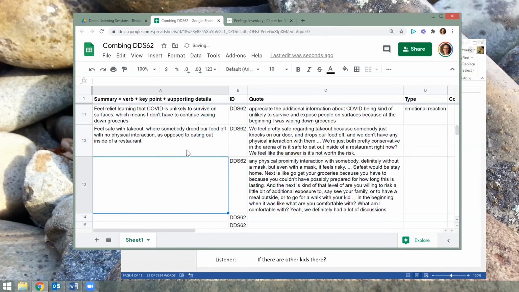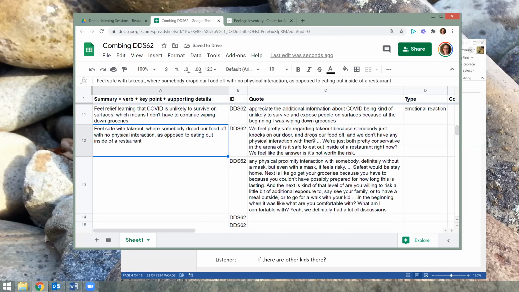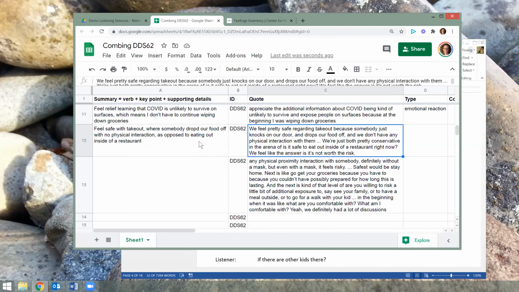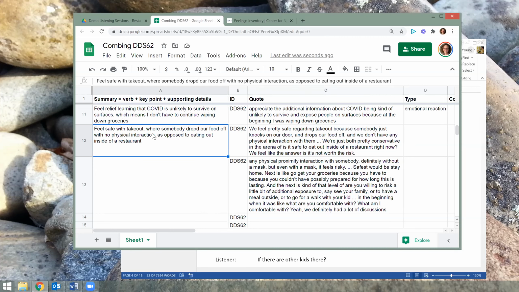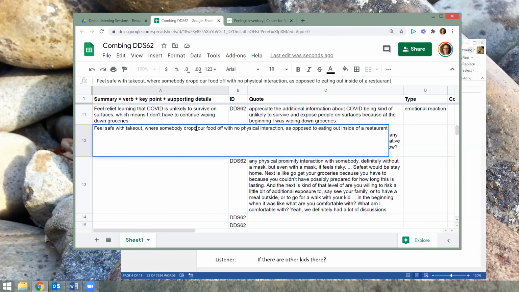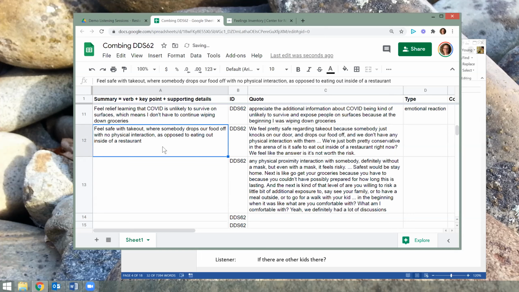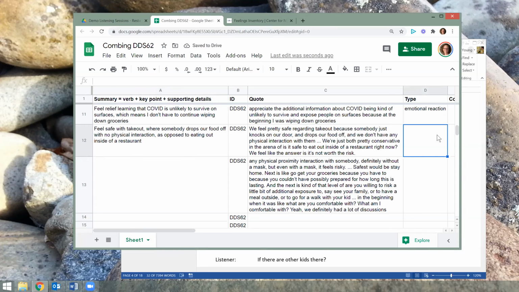Now the prepositions might be misplaced here. What I'm trying to do is not write the entire thing over again. I want to make it clear and easily understood 3 weeks from now or 3 months from now or even 3 years from now, because you're going to be seeing this again and again and again. So feel safe with takeout, where somebody drops our food off with no physical interaction as opposed to eating out inside of, yeah, I think it works okay. The prepositions aren't that misplaced.